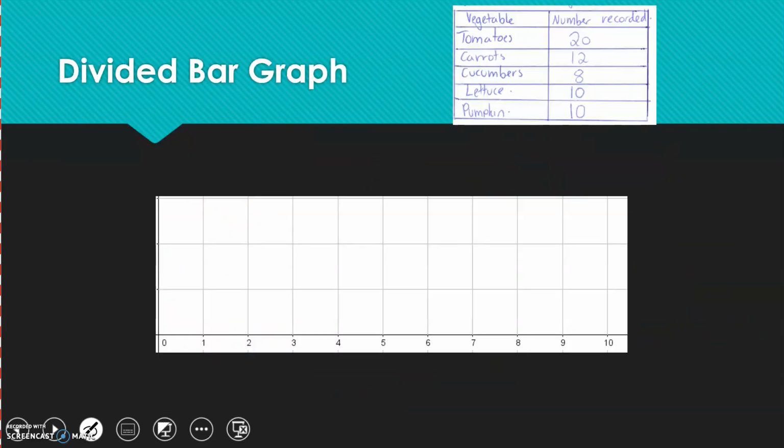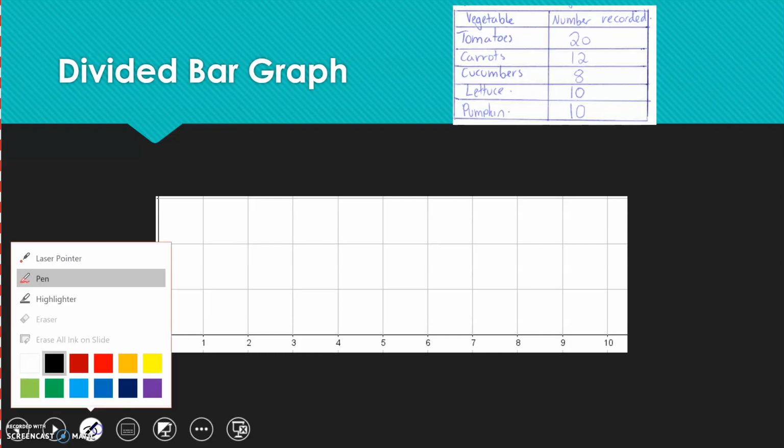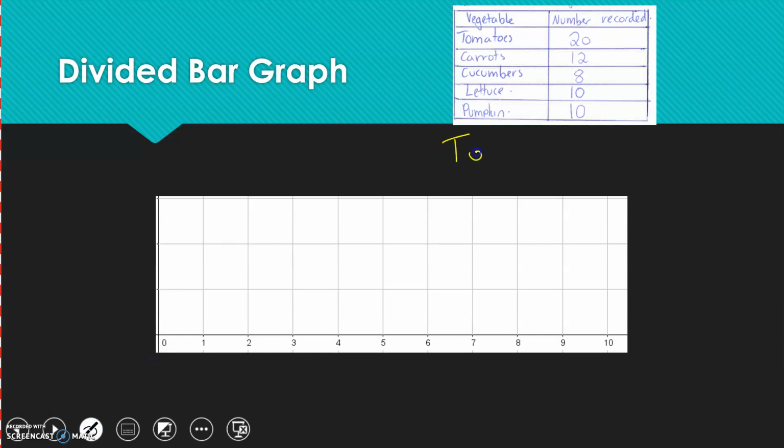Okay, a divided bar graph example. So we want to draw a graph of the vegetables and the breakdown of what vegetables were picked from the garden. So the first thing that I need to do is work out what's the total number of vegetables that was picked from the garden on this day. So in this case here, it's 60.